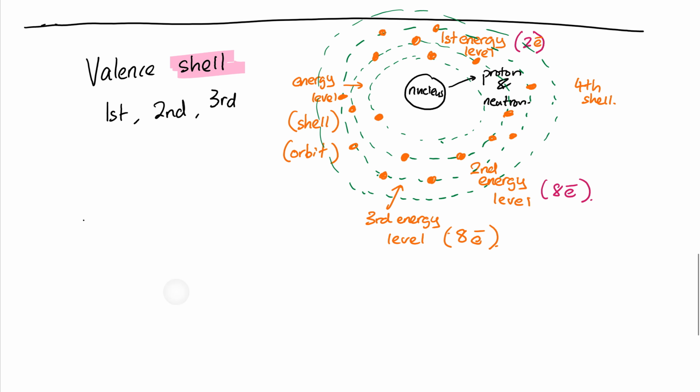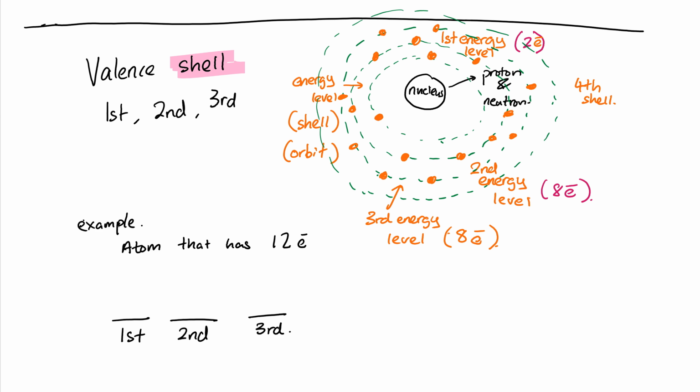Let's say, for example, you have an atom that has 12 electrons. You're going to put electrons into the first shell, second shell, and third shell. Let's start filling the electrons into the first shell. In the first shell, the maximum capacity is only 2 electrons. So you put in 2 electrons. Once you put in 2 of the 12 electrons, you only have 10 electrons left. You start putting the 10 electrons in the second shell.